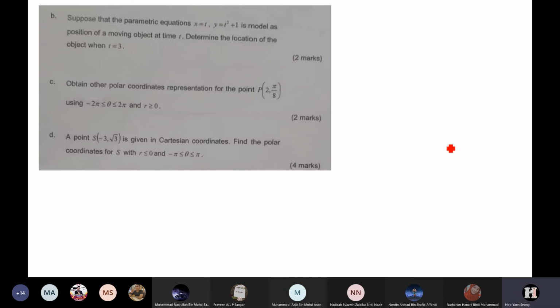Suppose that the parametric equation x equals t, y equals t squared plus 1 is a model of the position of a moving object at time t. Determine the location of the object when t equals 3.